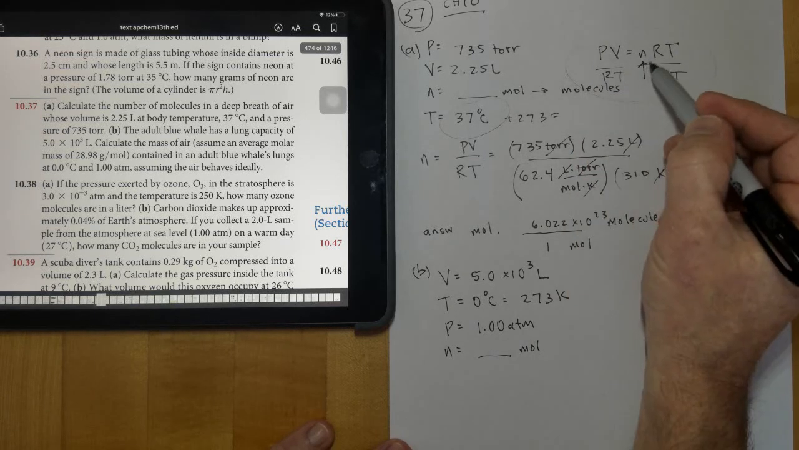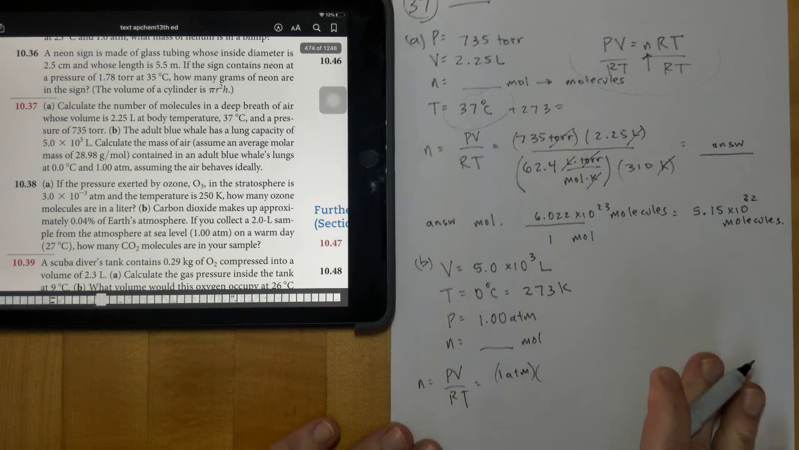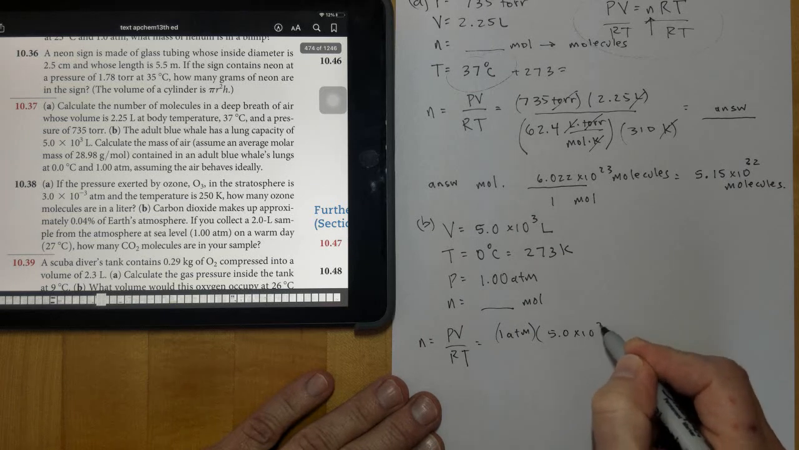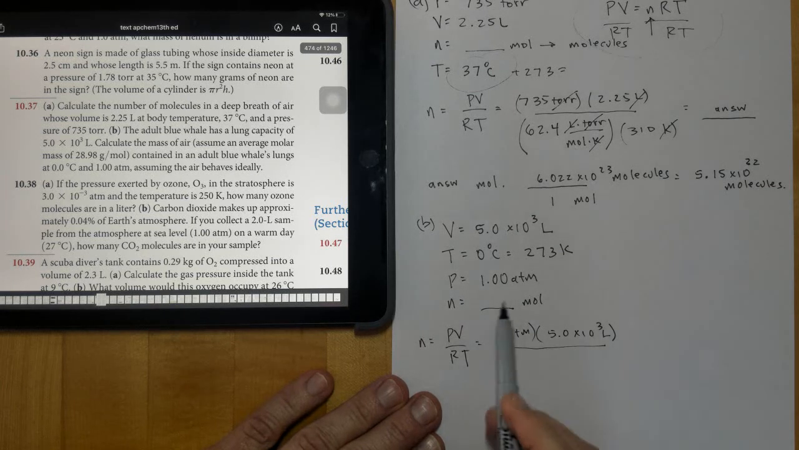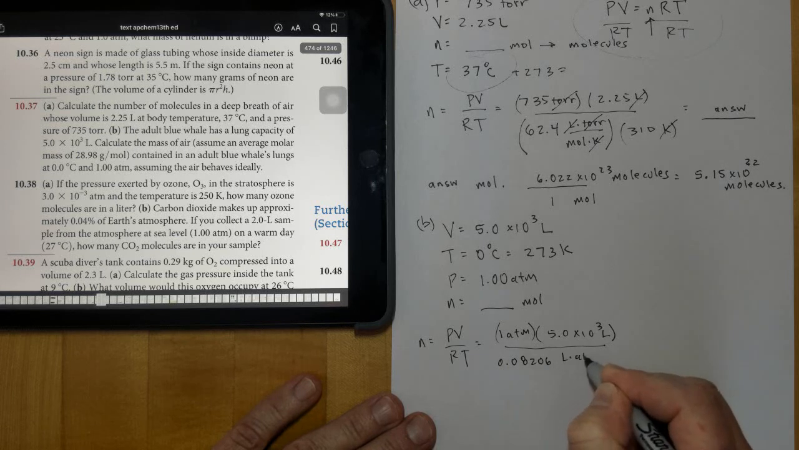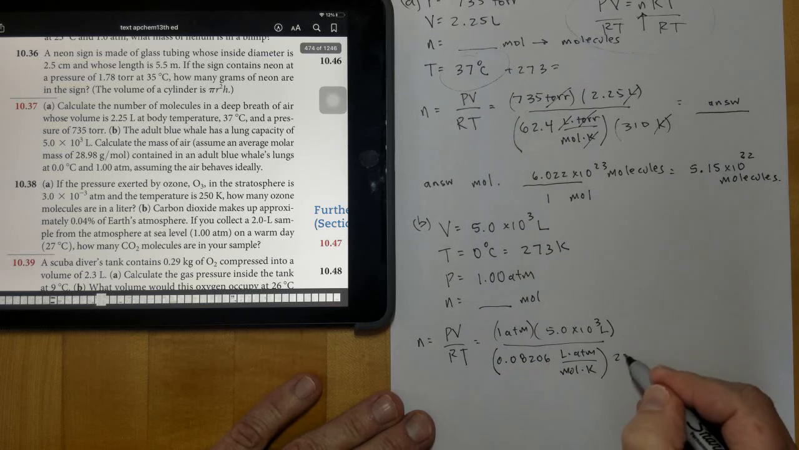And so once again, we're doing the same thing that we did right up here. We're solving for n, so divide both sides by RT, and so then n is equal to PV divided by RT. My pressure is 1 atmosphere. My volume is 5.0 times 10 to the 3rd liters. My R is going to have to be in atmospheres now, so that's 0.08206 liters times atmospheres per mole times Kelvin. And then the temperature is 273.